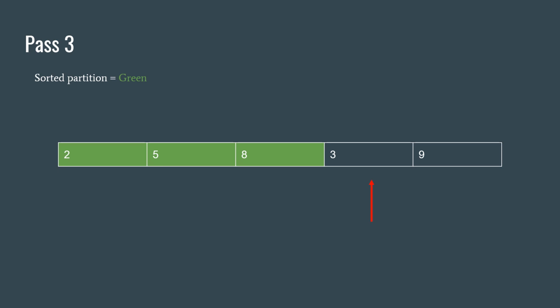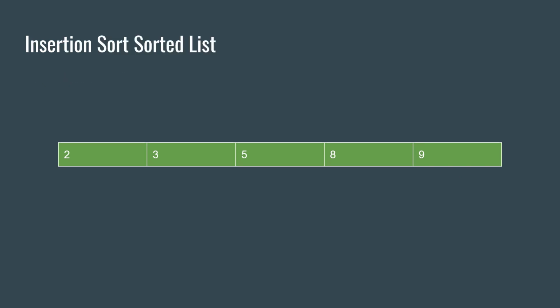Now looking at 3, we can see that it is out of place, so we swap it with 8 and 5 until it is in the correct position. Now, after the swap, our first 4 elements are sorted. Looking at 9, it is obvious that it is already in the correct position. We are now done with our insertion sort.